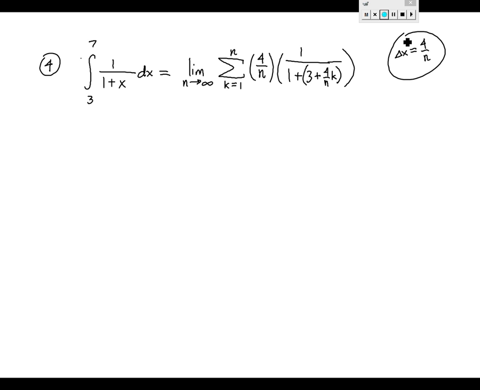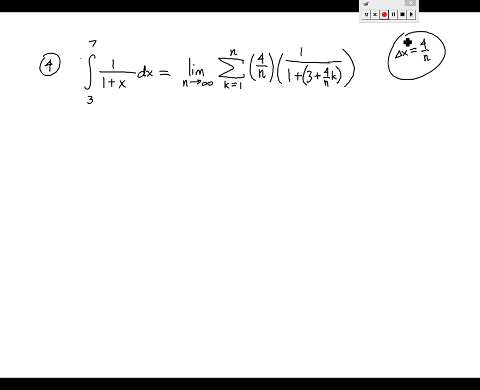And just to check the n case, if you plug in n for k, then we get 4 here. That's 3 plus 4, which is 7. Are we at the endpoint of the very last interval? Yeah, we'll be at 7 then. Do you see how we can make sure it's right?